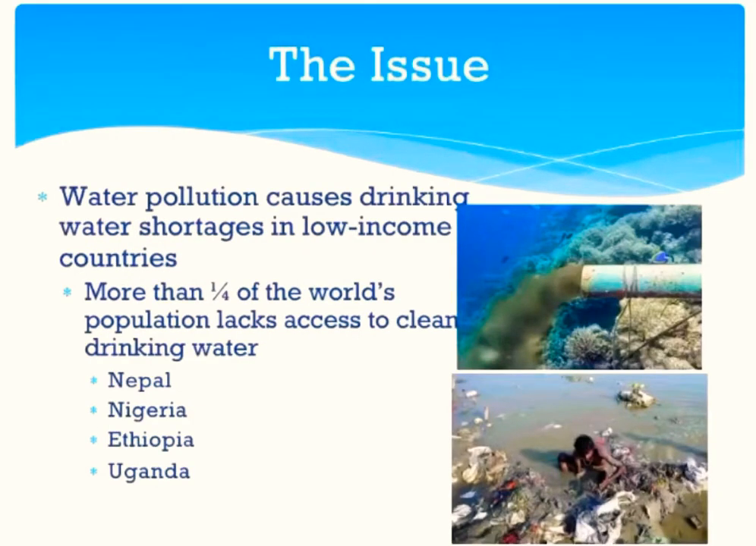The issue. Water pollution causes shortages of safe drinking water in very low-income countries. More than a quarter of the world's population, which is about 2.1 billion people, lack access to clean drinking water. Some of these countries that I'll be talking about today include Nepal, Nigeria, Ethiopia, and Uganda.